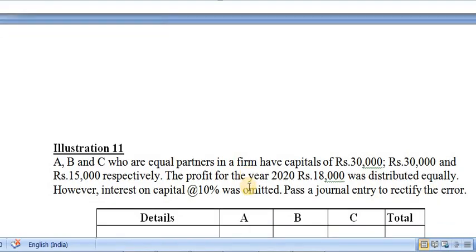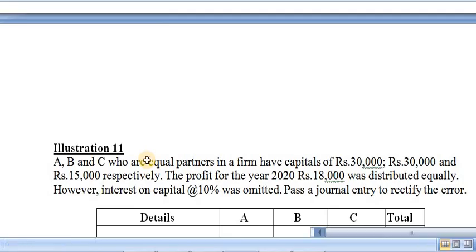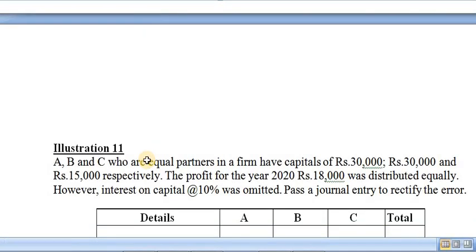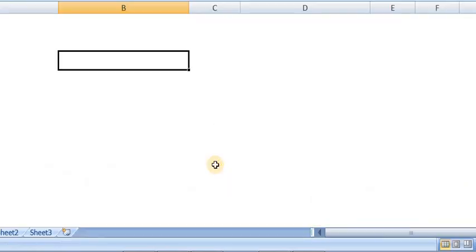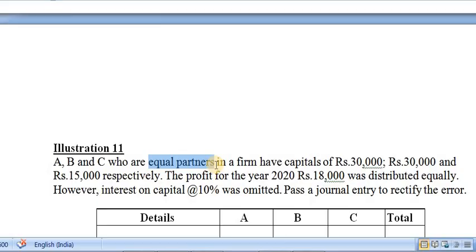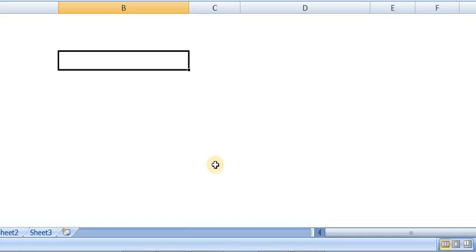Very simple illustration. A, B, and C are equal partners in a firm. Okay, notice equal partners. I'm using Excel and I will note down all these things. Number 1 is equal partners. So that is the first thing to remember. When you are in the exam hall, what you have to do is underline the points. Equal partners, number 1.